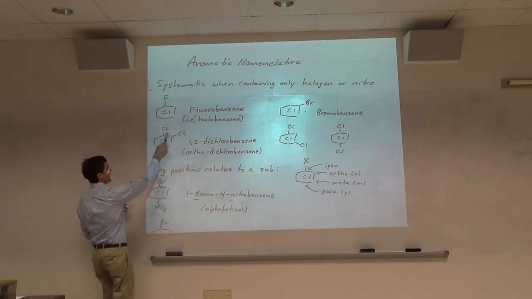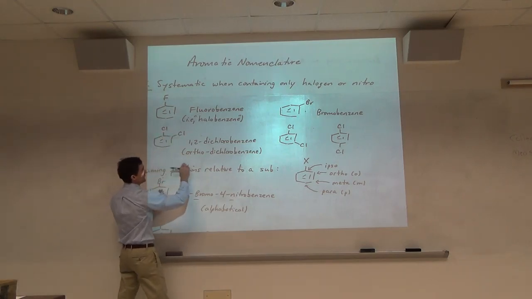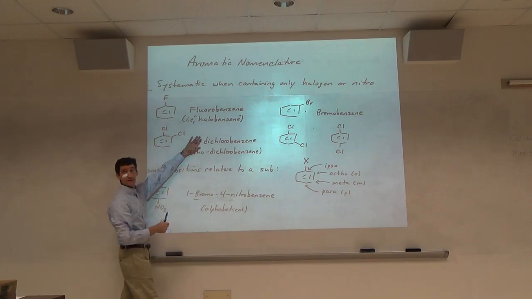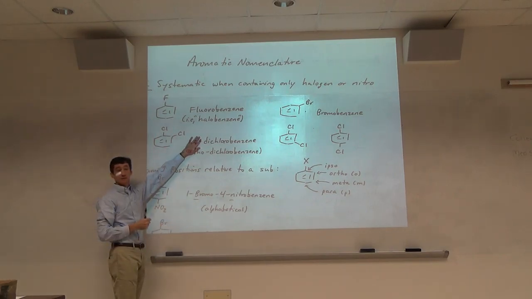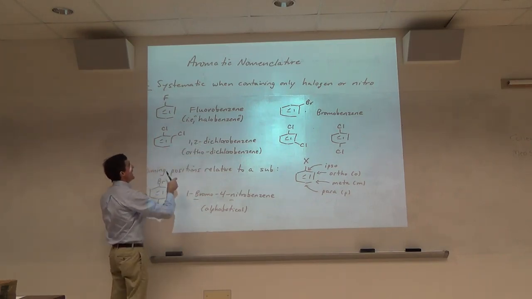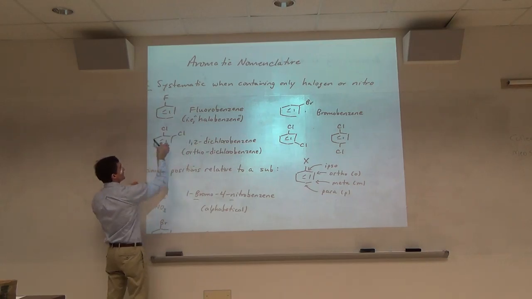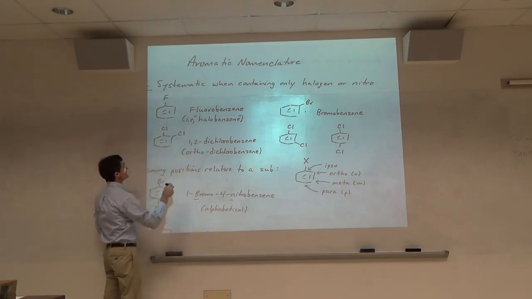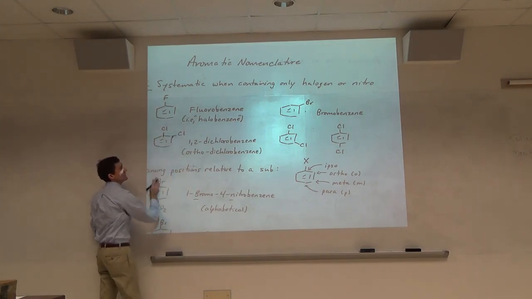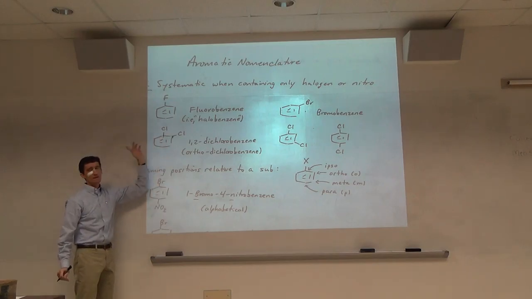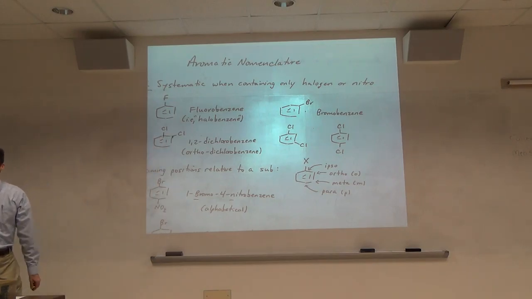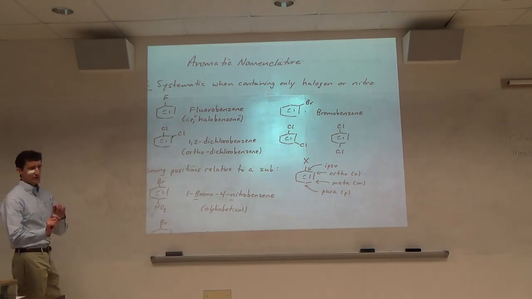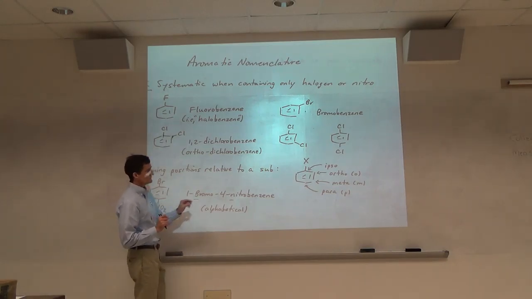If you start putting two halogens on the ring, we call that dichlorobenzene. What if there's three? Now we need to put numbers, because one chlorine could be here, and the other could be there, there, or there. So we have potential for isomers now. This would be called 1,2-dichlorobenzene, that one and that two. Or you can say that's one and that two, it doesn't matter.